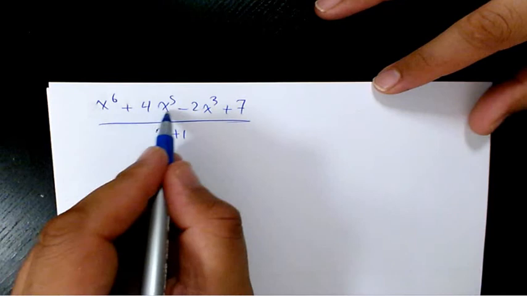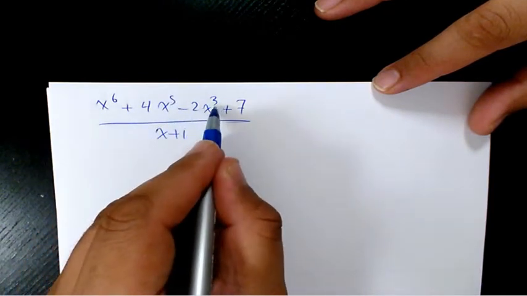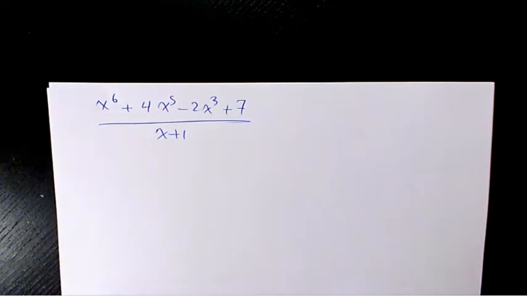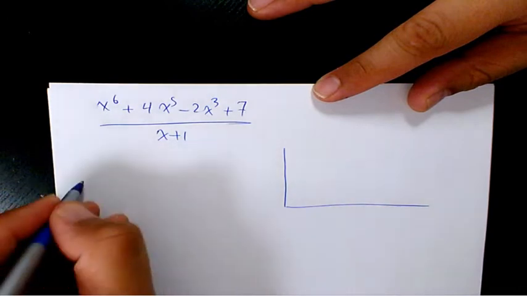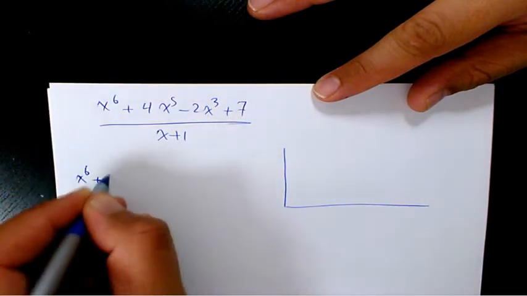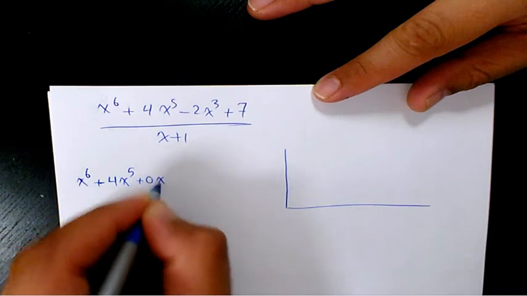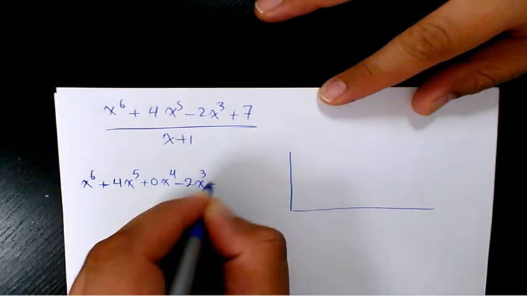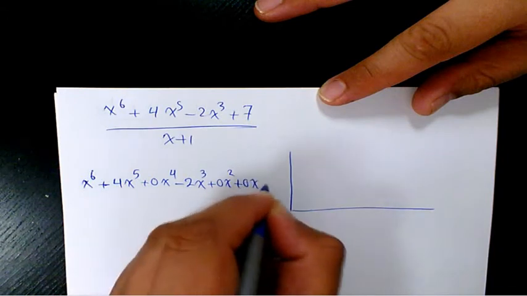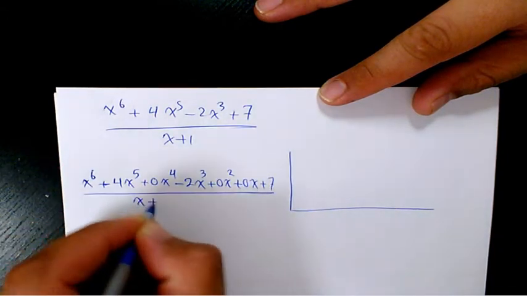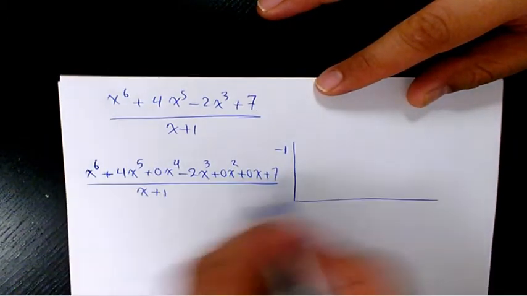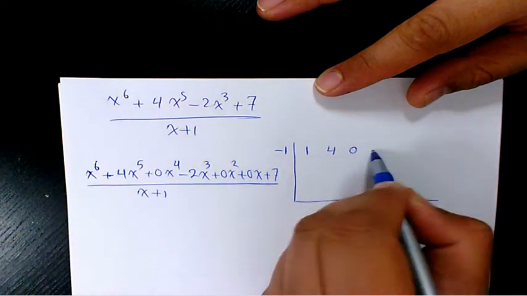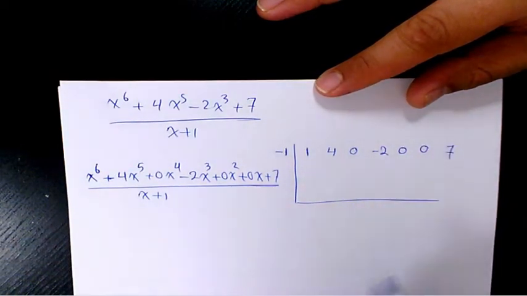Next one. x to the power of 6 plus 4x to the power of 5 minus 2x cubed plus 7 divided by x plus 1. So what I need to do, I'm going to write it here as x⁶ plus 4x⁵ plus 0x⁴ minus 2x cubed plus 0x squared plus 0x plus 7 divided by x plus 1. So I need to write -1 in here. And then I have 1, 4, 0, -2, 0, 0, and 7 here.